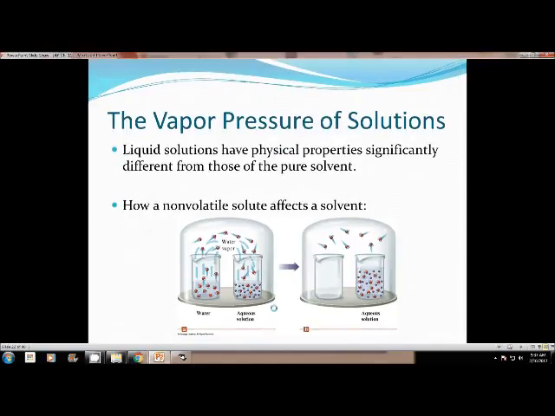So now we're going to talk about the vapor pressure of solutions. Liquid solutions have physical properties significantly different from those of a pure solvent. So this is a picture of a closed system in a bell jar, where it's showing the vapor pressure of the water, which is the pure solvent, versus an aqueous solution. So the solvent in the aqueous solution is the water. The vapor pressure of the water is higher than the vapor pressure of the solution because the solute particles are holding down the solvent, so it's having a harder time to turn into a gas.